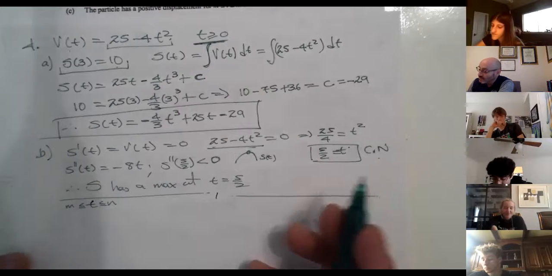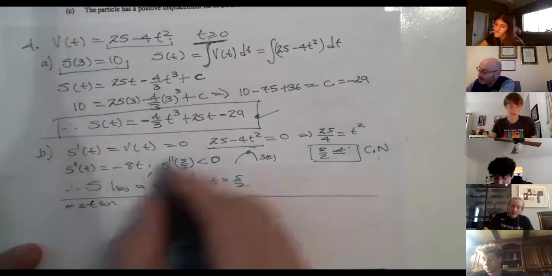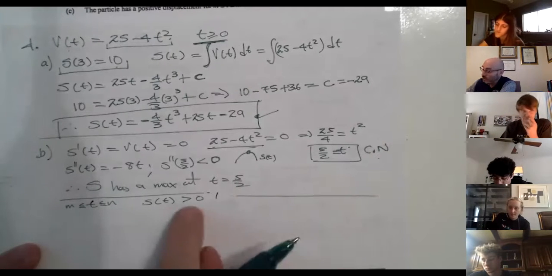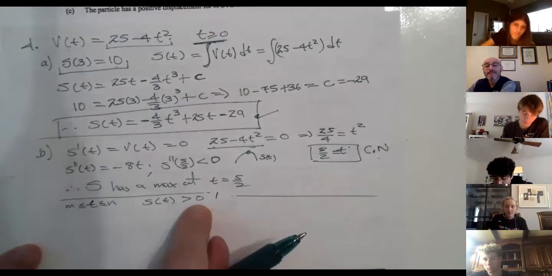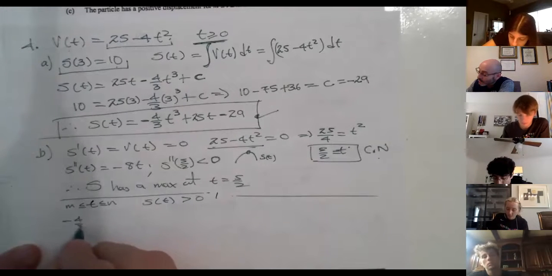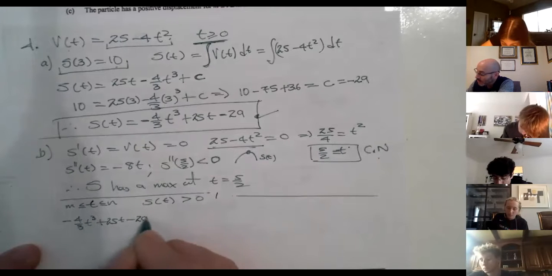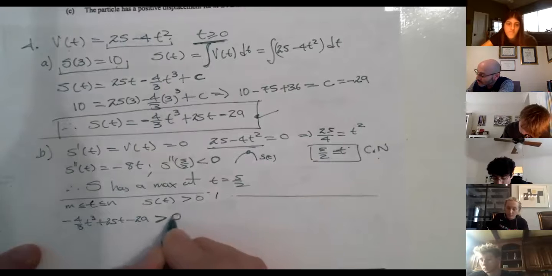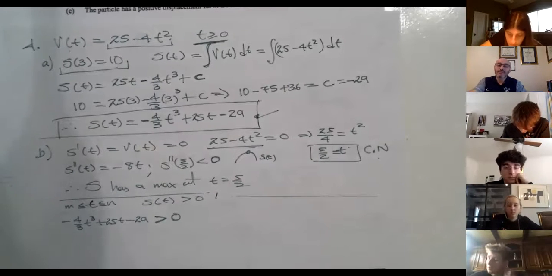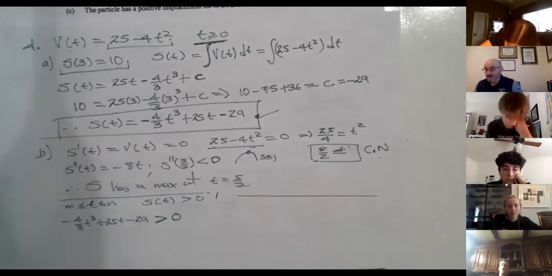So the displacement is positive. What's the displacement function? This one, right? So that means that I need to take S of t and make it greater than 0. That would mean the displacement is positive, right? So I'm gonna take the function negative 4/3 t cubed plus 25t minus 29 and set that greater than 0. Okay, and I need to solve that inequality. But that inequality is not an easy one to solve algebraically, so we're gonna use the calculator for that.